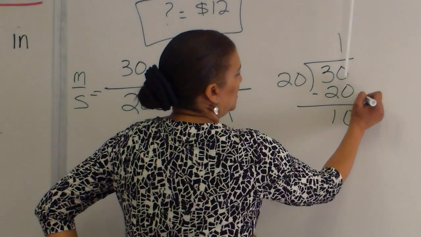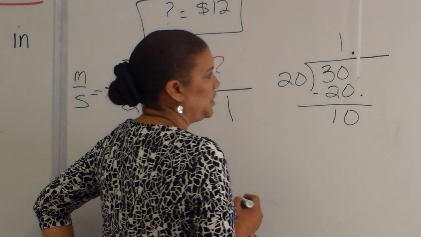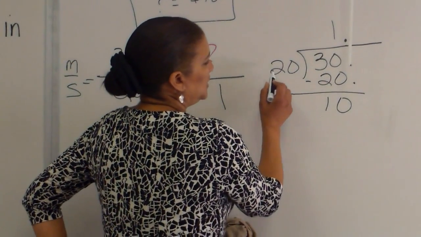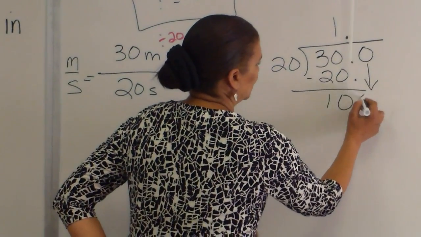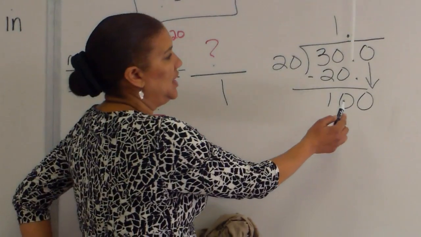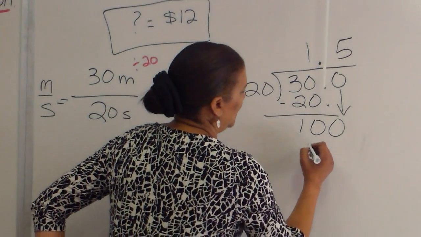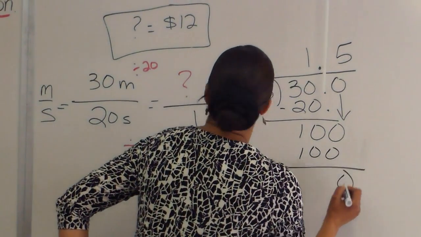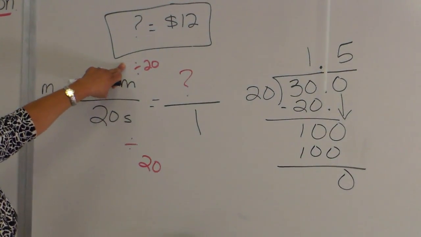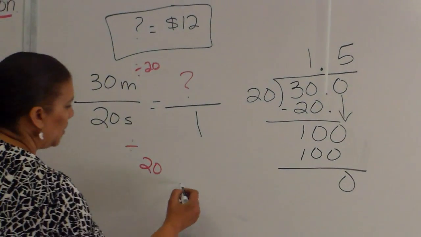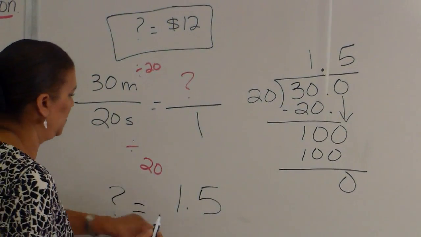Let's put my decimal point here. It's important to keep my decimal points aligned. Does 20 go into 10? No. So I'm going to add a 0 and bring it down. 20 goes into 100 how many times? 5. 5 times 20 is 100. So that means 30 divided by 20 is what? 1.5. So my unknown is 1.5.